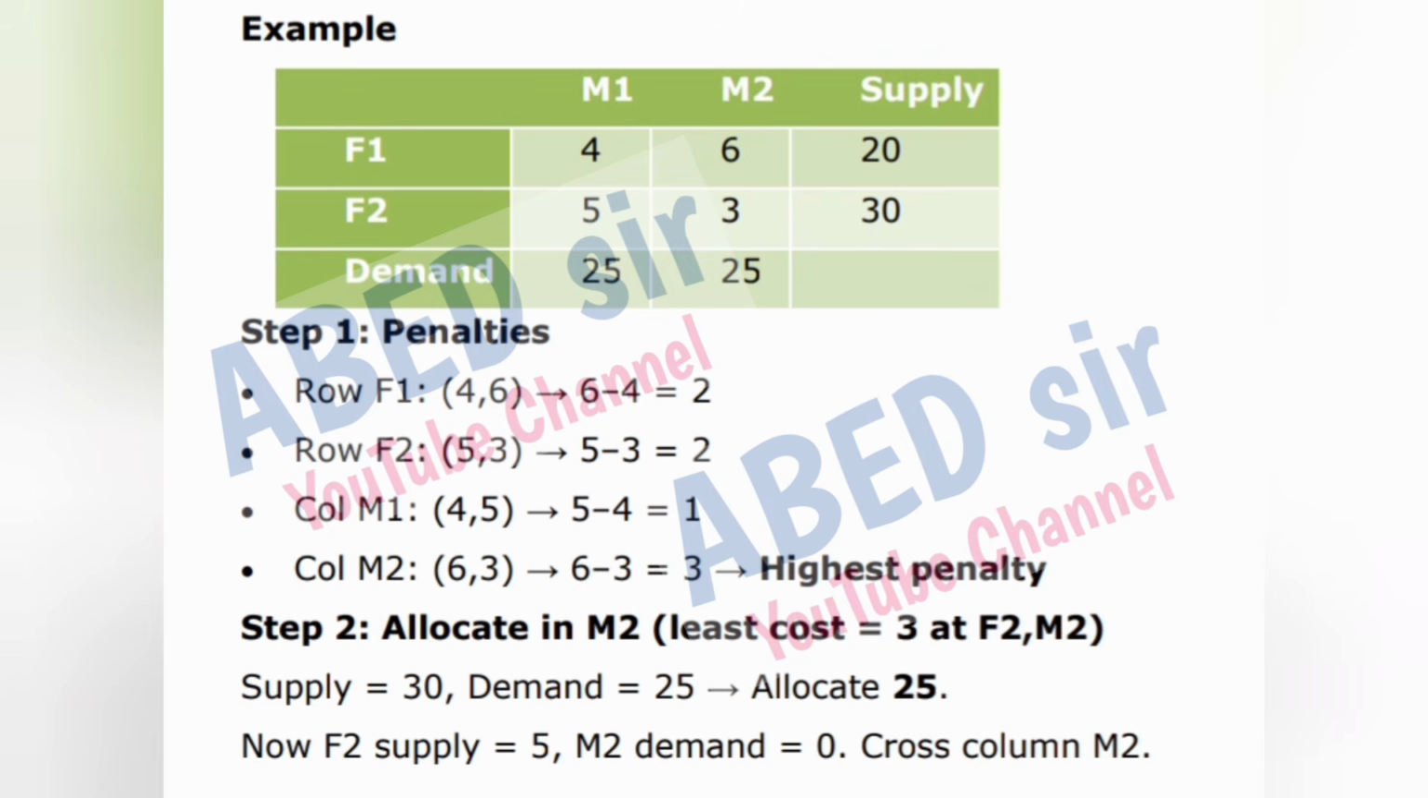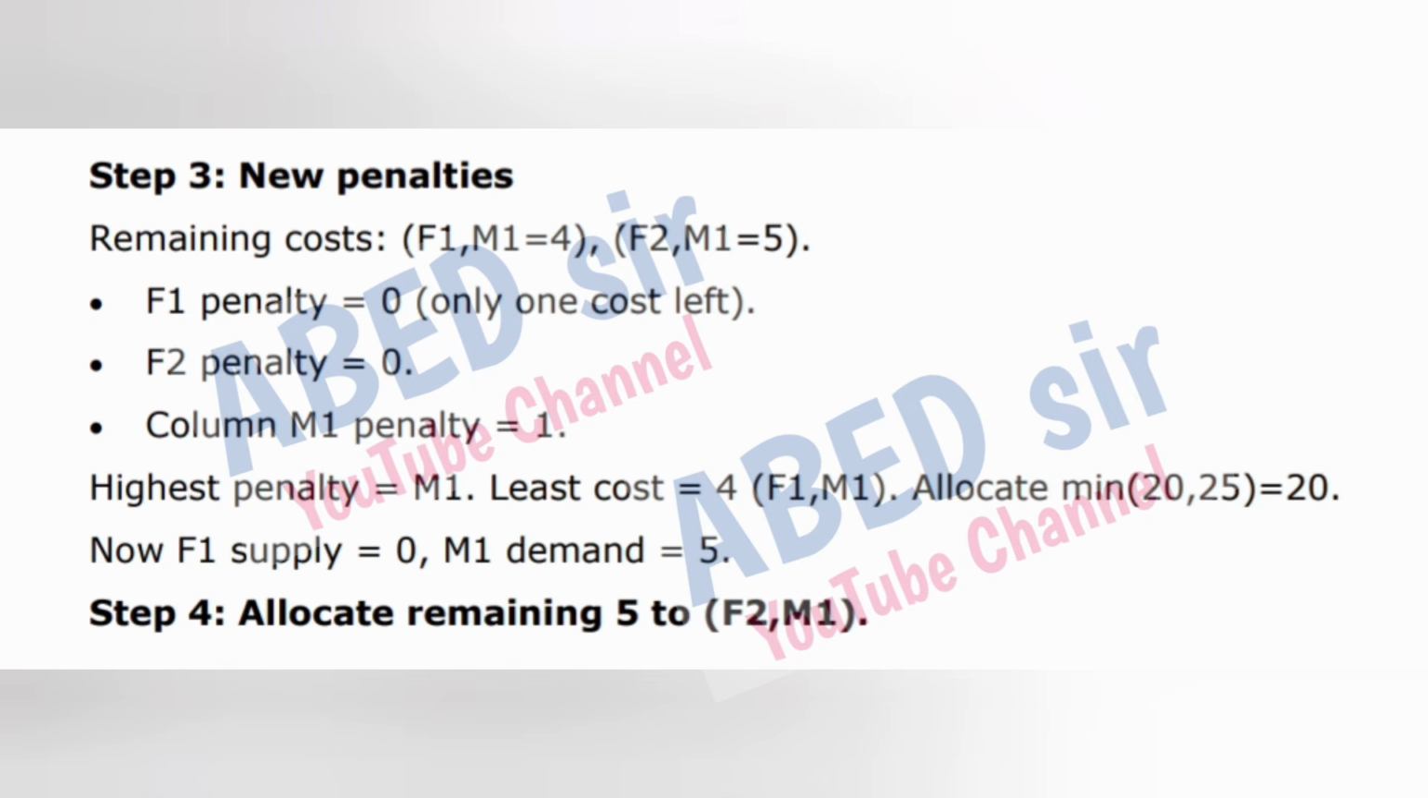Step 2. Allocate in M2. Least cost is 3 at F2, M2. Supply is 30, demand is 25. Allocate 25. Now F2 supply is 5, M2 demand is 0. Cross out column M2.